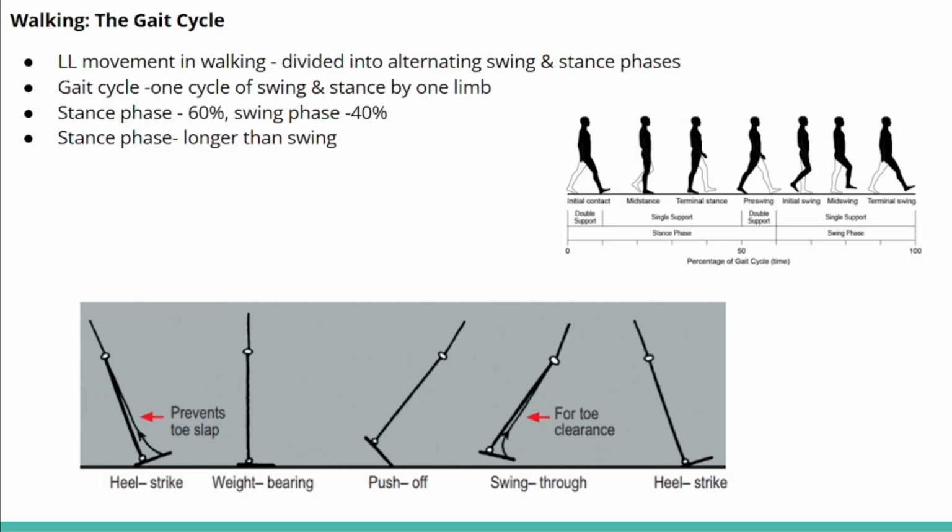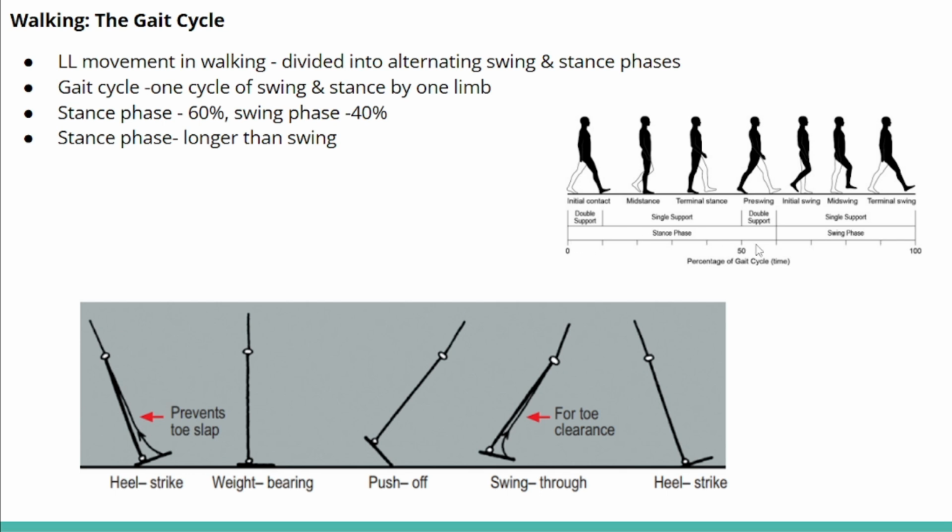Then we are going to discuss the gait cycle, or walking. Movements of the lower limb during walking on a level surface can be divided into alternating stance and swing phases. Within these phases there are also sub-phases included. The gait cycle consists of one cycle of swing and stance by one limb, and the stance phase occupies the majority, which is 60%, and the swing phase occupies 40%. But this proportion alternates when it comes to running and sprinting.